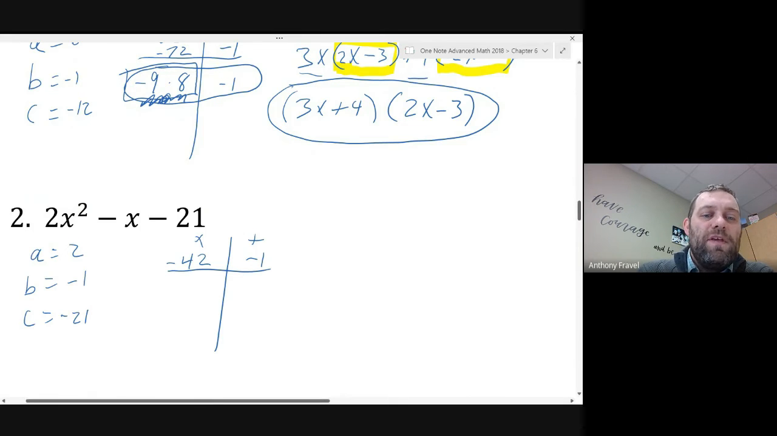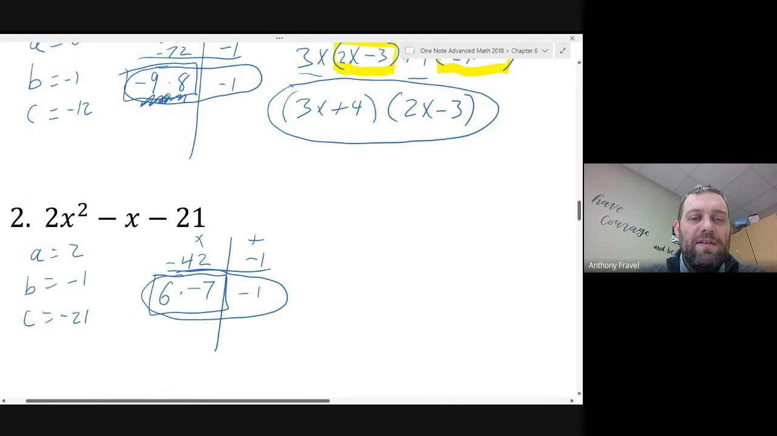Okay, so on this one, I can do 6 times, let's say, a negative 7. One has to be positive, one has to be negative. So 6 times negative 7. If I add those together, they do get to be negative 1. I did it correctly the first time. These are the numbers I'm going to work with, a 6 and a negative 7.